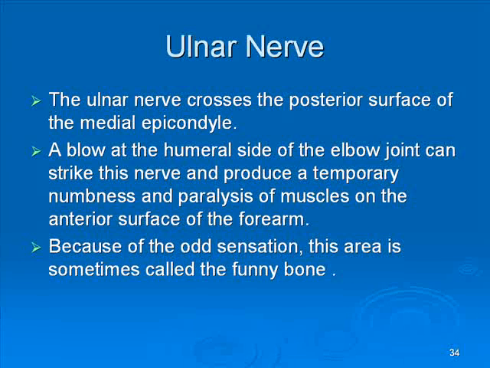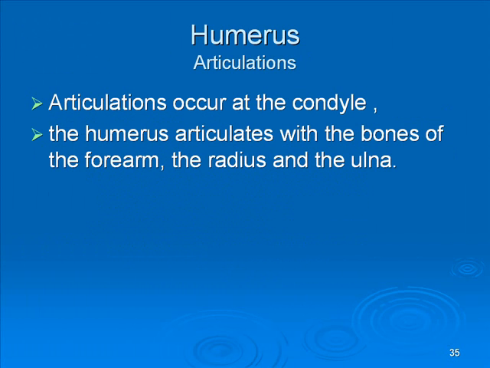Okay? A blow to the humeral side of the elbow joint can strike the nerve, and produces a temporary numbness, paralysis, tingling sensation. Typically you feel it on the little finger side because of the ulnar nerve, medial. Because of the odd sensation, again, it is sometimes referred to as the funny bone.